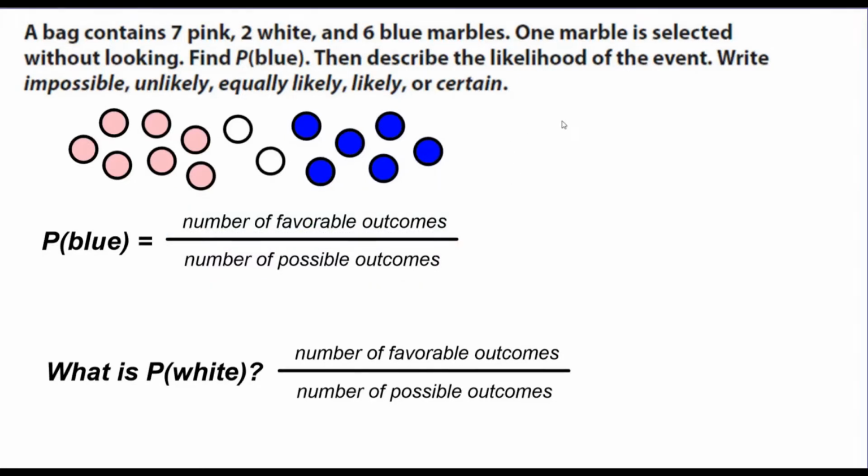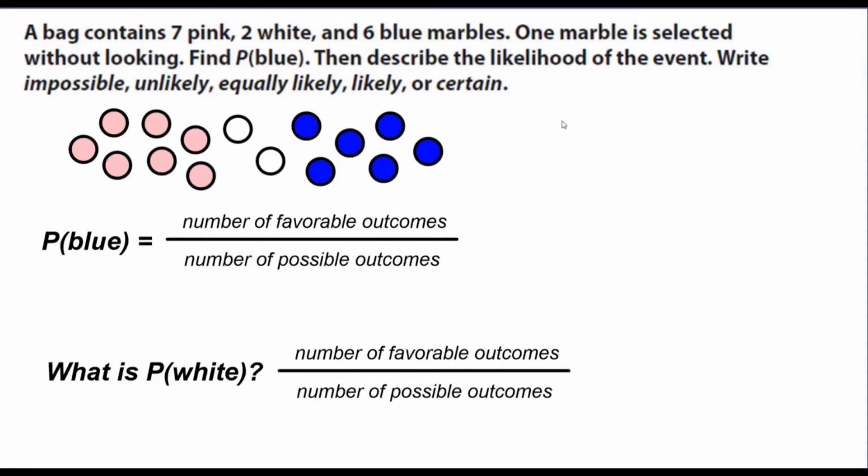A bag contains 7 pink, 2 white, and 6 blue marbles. 1 marble is selected without looking. We want to find the probability of blue. That means, what are the chances of drawing a blue marble at random? Then describe the likelihood of the event. Write impossible, unlikely, equally likely, likely, or certain.